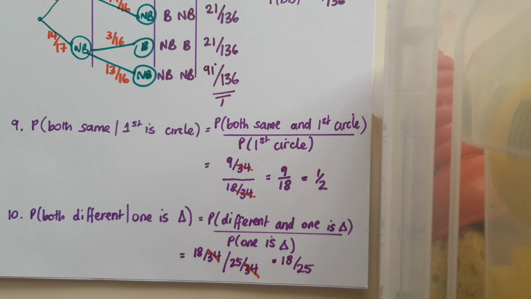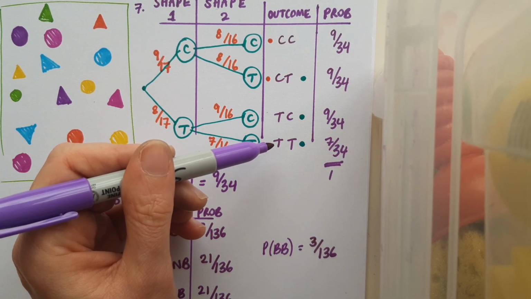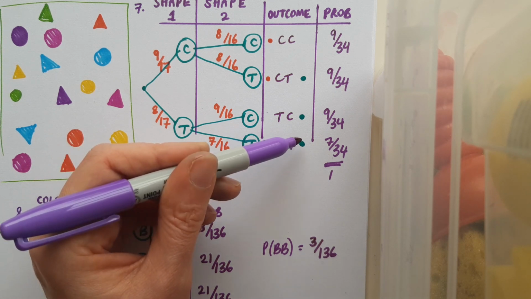Just a word on the phrasing of that question 10 and the value that we put here in the denominator. The question says that we want to find the probability both are different, given that one is a triangle. Notice it doesn't say that exactly one is a triangle. So in the probability we're putting on the bottom, as long as there's a triangle present in either of the shapes that are chosen, we're good to include that. And that's the reason it was okay for me to include TT as part of my denominator. If they had said exactly one is a triangle, then I wouldn't have included that.